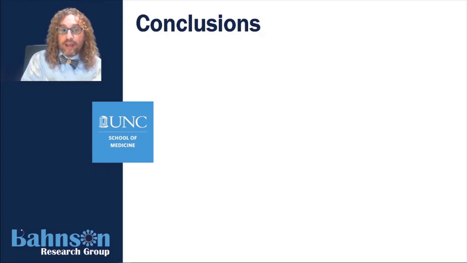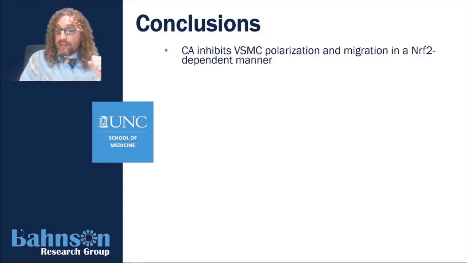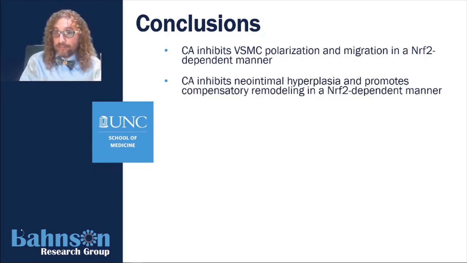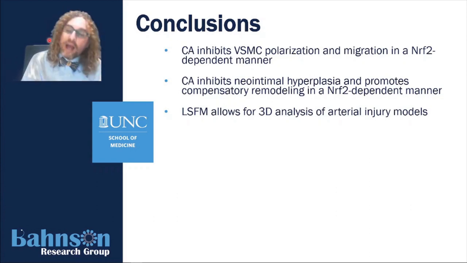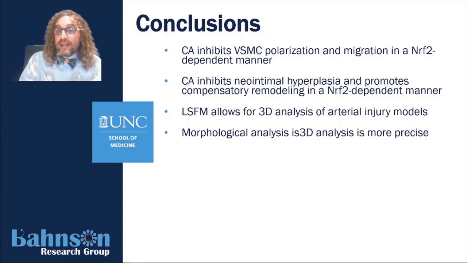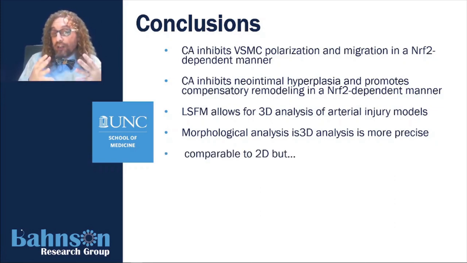I hope that I've shown you that CA inhibits smooth muscle cell polarization and migration in a Nrf2 dependent manner, that it inhibits neointimal hyperplasia and promotes compensatory remodeling in a Nrf2 dependent manner. But importantly, that LSFM allows for 3D analysis of arterial injury models, not just the rat, but also mouse. And with this new tool, the morphological analysis is more precise, and the estimates are actually comparable to 2D. So the I2M does not really change.